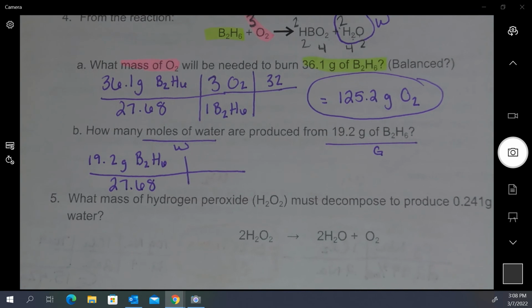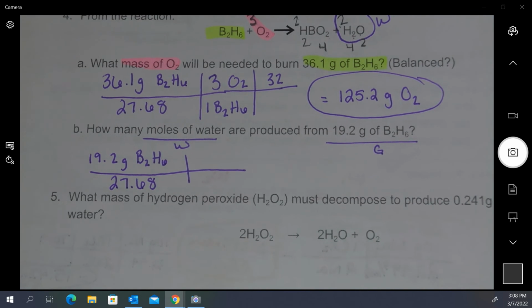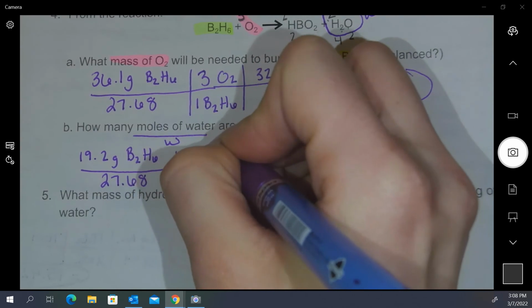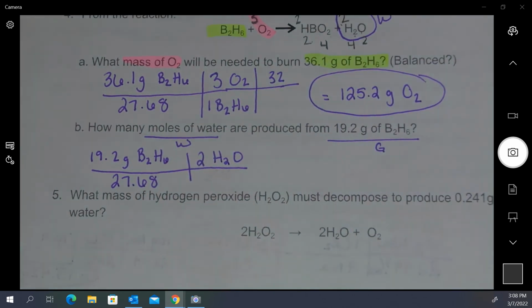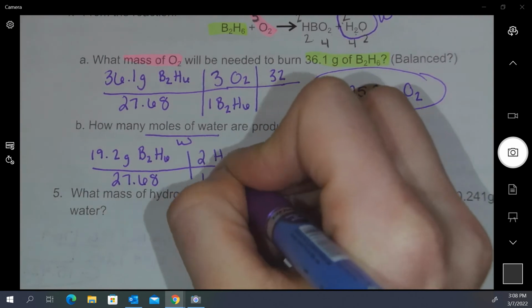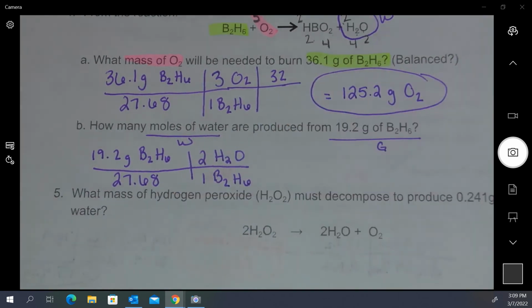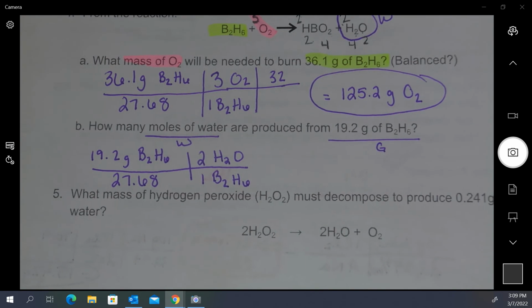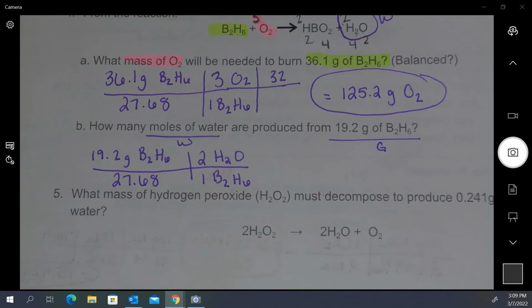We want water this time. What's my coefficient in front of water? 2. And what's my coefficient in front of B2H6? 1. Do I need to do anything else if I'm solving for moles? Is there anything else I need to do here?